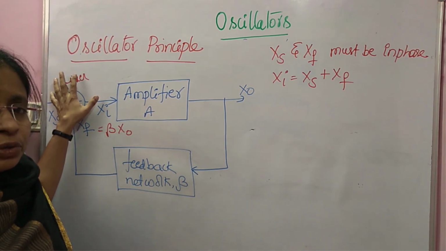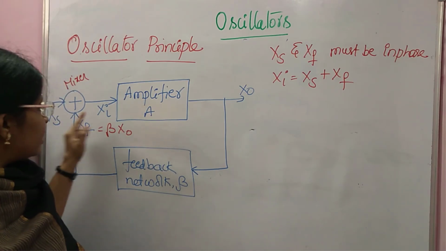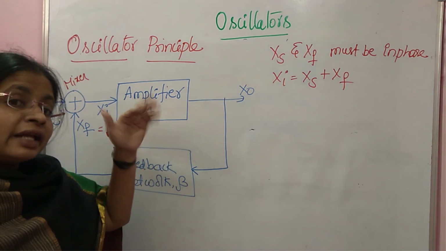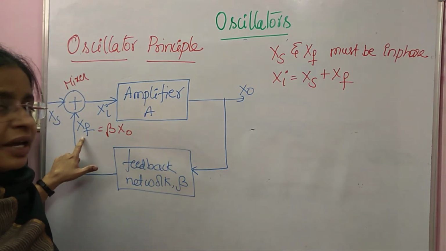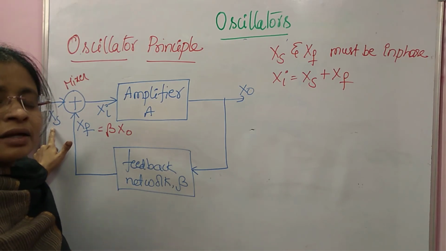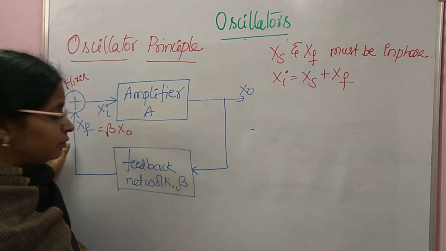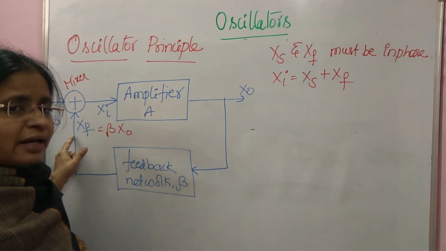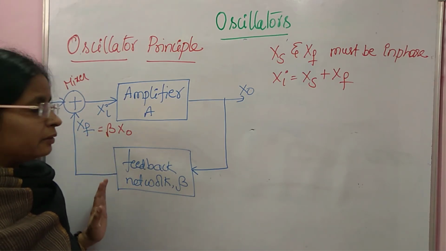So what will the mixer do? The mixer will add these two, so we will get Xi equal to XS plus XF. What is happening in negative feedback? XF is out of phase with XS, which means that XS is positive and XF is negative. Therefore, Xi becomes XS minus XF. That is negative feedback.